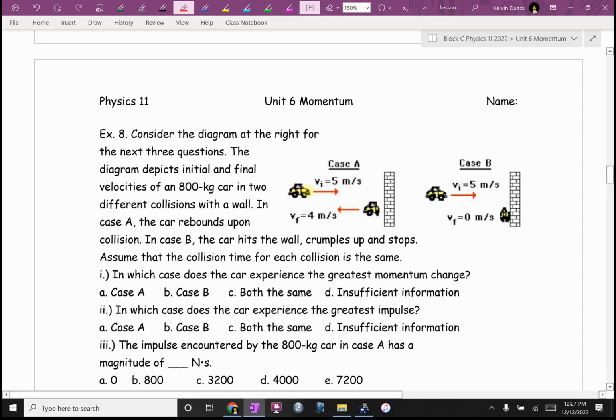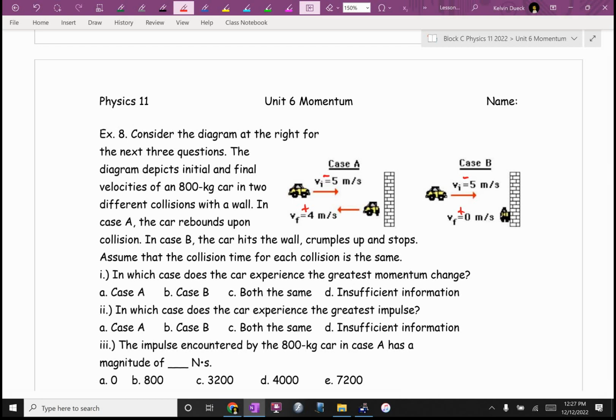So do me a favor. Put a negative in front of the 5, a positive in front of the 4, a negative in front of this 5, and a positive in front of the 0. I know positive 0 is still 0, but this is my way of saying I noticed and looked for a change in direction.